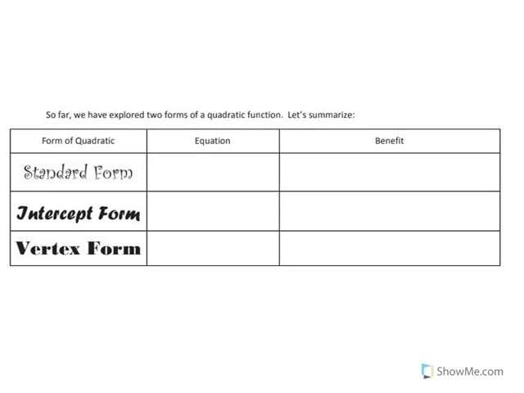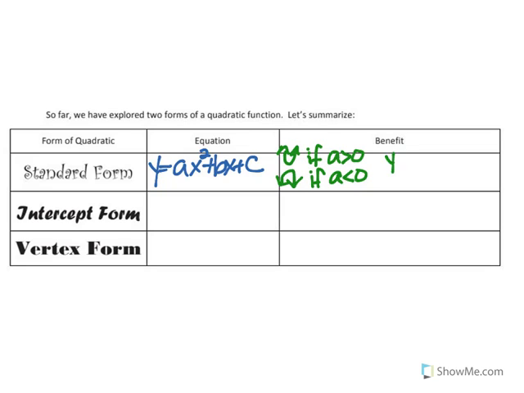The first one being standard form, that's where it's written as ax squared plus bx plus c. Benefit of having this form, well, you can see that it's a quadratic. You can determine if it opens up or down. So up if a is positive, and it opens down if a is negative. Another thing, we can pick out the y-intercept, which is the point (0, c). So those are things that we can pick out just from this standard form.